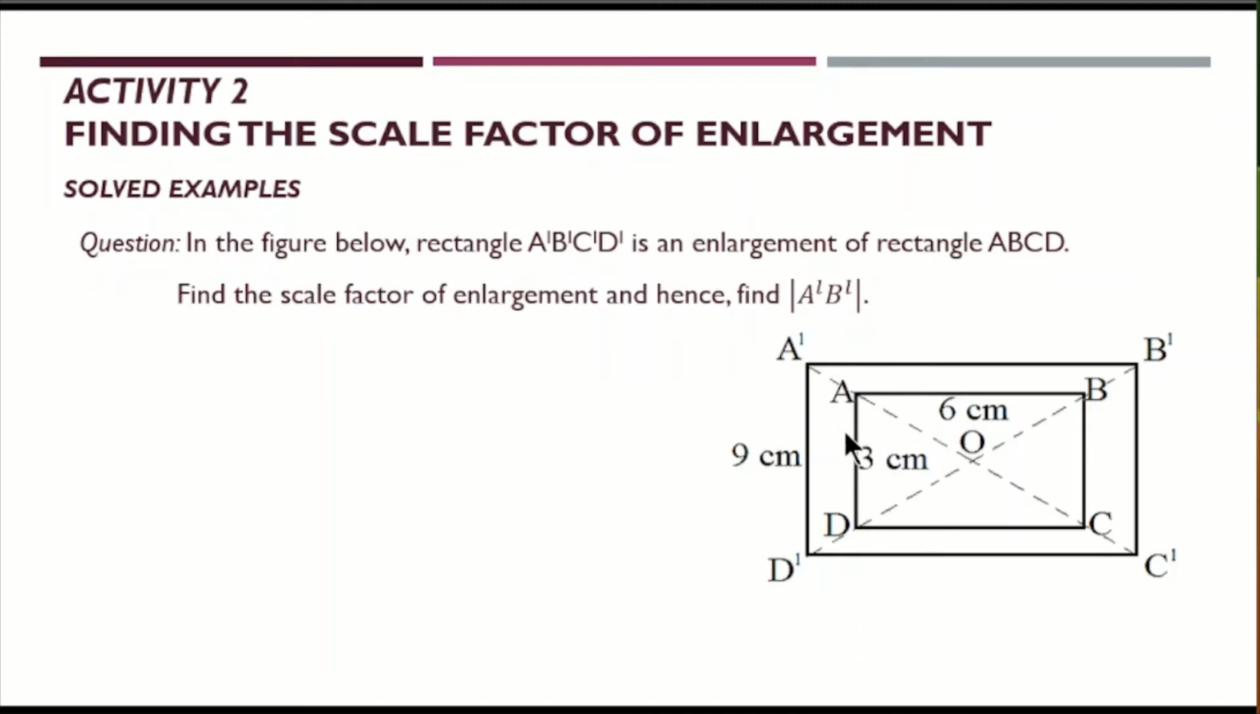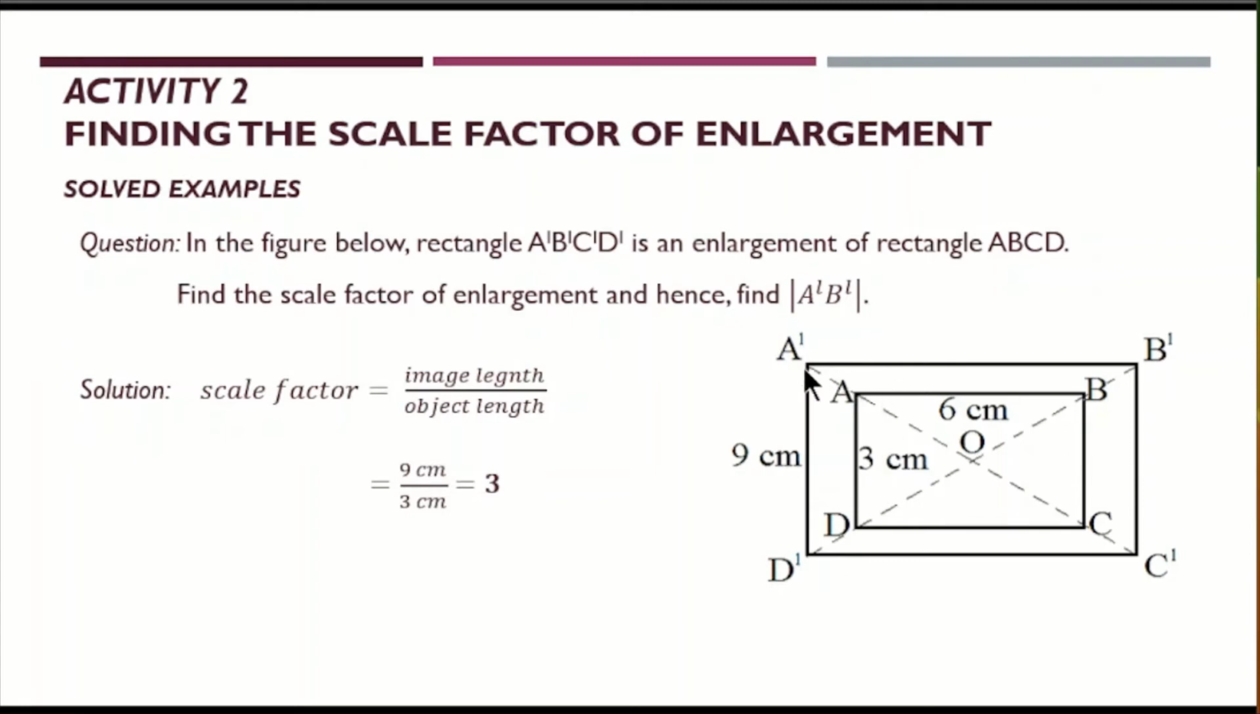Now when we observe the two rectangles, we can identify the corresponding sides as AD, which is 3 centimeters, and then A prime, D prime, which is 9 centimeters. So we can use that to find the scale factor of enlargement. So the scale factor is given as the image length divided by the corresponding object length. And that is 9 centimeters divided by 3 centimeters, giving us 3.